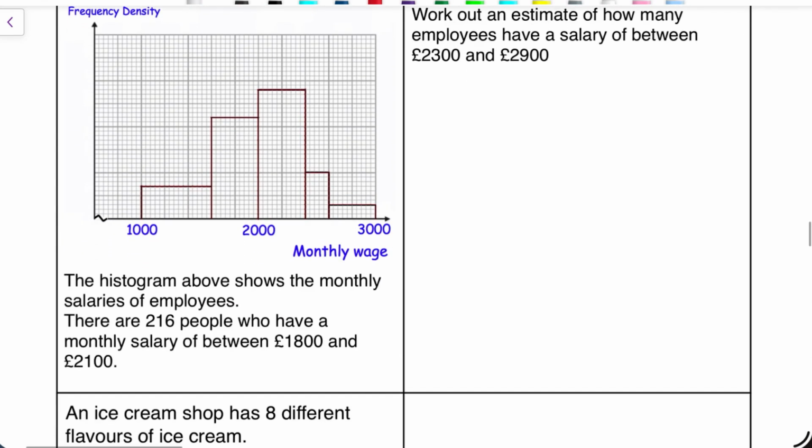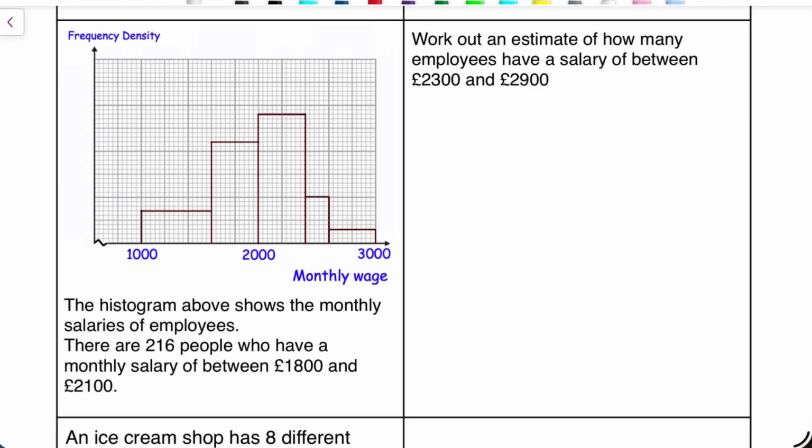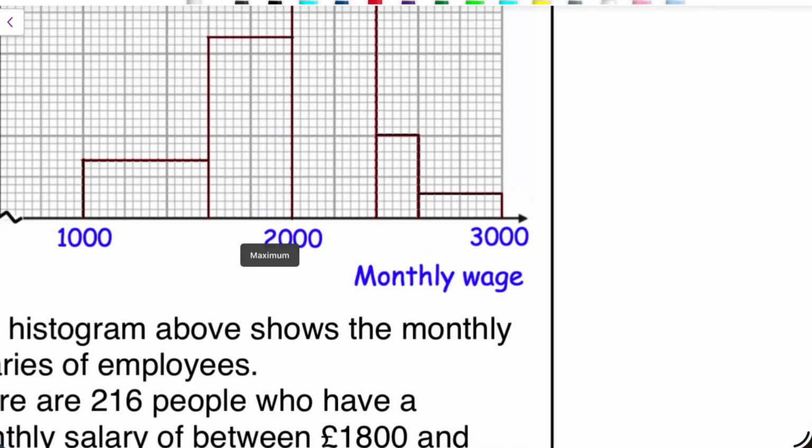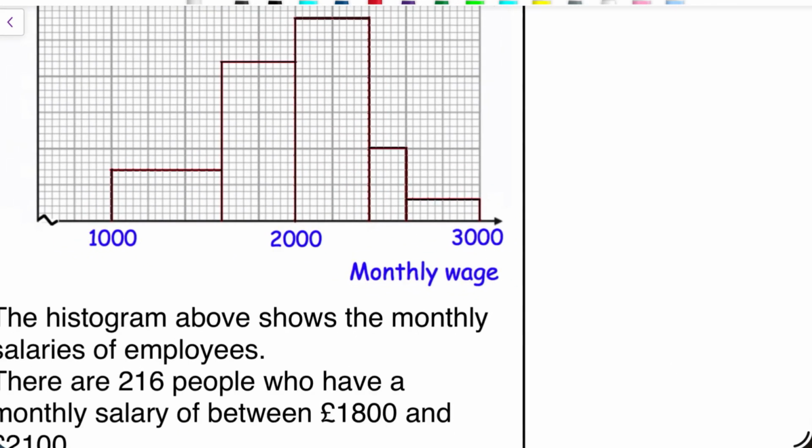Next question. Looks like we've got a histogram coming up. The histogram above shows the monthly salaries of employees. There are 200. Now, notice already there's no frequency density scale here. So there are 216 people who have a monthly salary between 1,800 and 2,100. And that's annoying. Now, the reason I say it's annoying is because, hold on, 1, 2, 3, 4, 5, yeah.